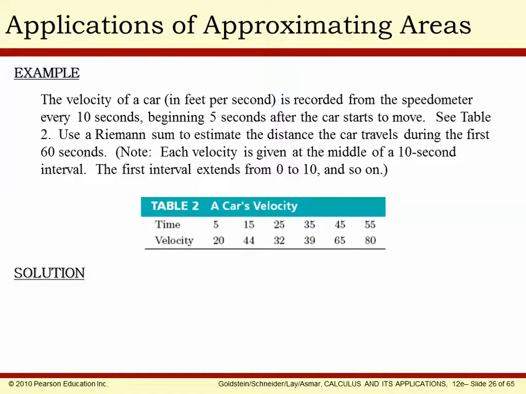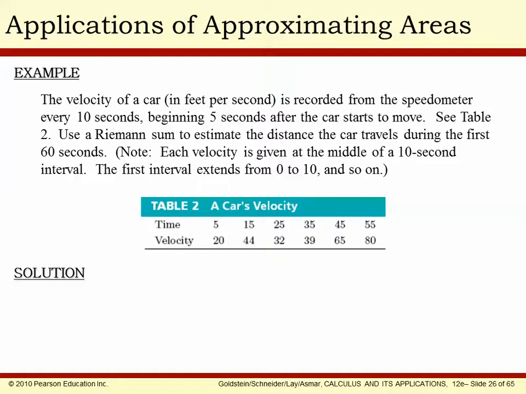So the example problem reads: the velocity of a car in feet per second is recorded from a speedometer every 10 seconds, beginning 5 seconds after the car starts to move. See table 2. Use a Riemann sum to estimate the distance the car travels during the first 60 seconds. Each velocity is given at the middle of a 10-second interval. The interval extends from 0 to 10 and so on. So we have time and we have velocity, and we're going to see this again.